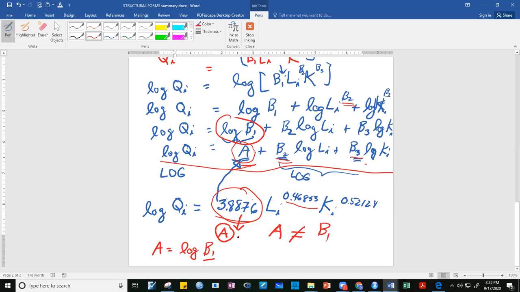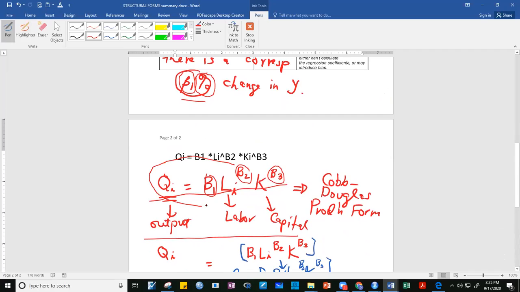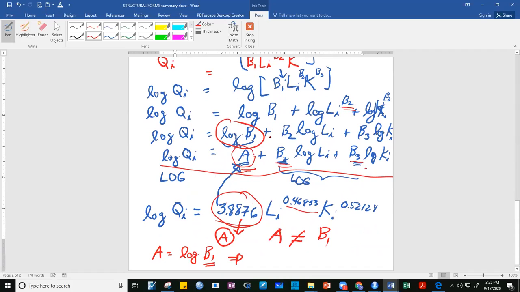Okay? So if I want to get B1, anong gagawin ko? Ano ba yung back to the original equation? If I'm going to write the original equation, I need B1, then labor to the B2, then capital to the B3. Yung B2 at saka B3, na-preserve sila. Hindi naman nabago yun eh. Ang nabago, guys, si log B1, kasi ginawa lang natin siyang A. Sabi natin kasi si log B1, tanggalin na natin log dyan kasi constant yan eh. It's a constant. So we just replace it by a variable called A.